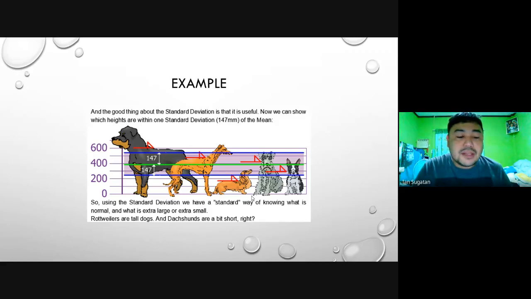So, ang comment sa dalom, Rottweilers are tall dogs and Dachshunds are a bit shorter. Ang Rottweiler, kita nyo din ang taas. Ang gray na panit, ang bulbol. Kag ang Dachshund, amo dayam putot ng ayam. Okay, so that is a very good example, okay guys.